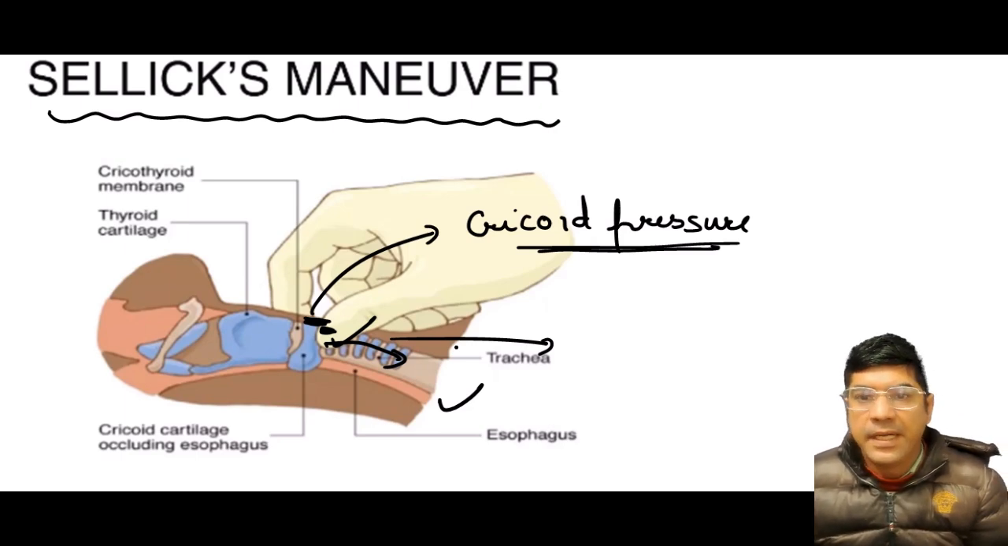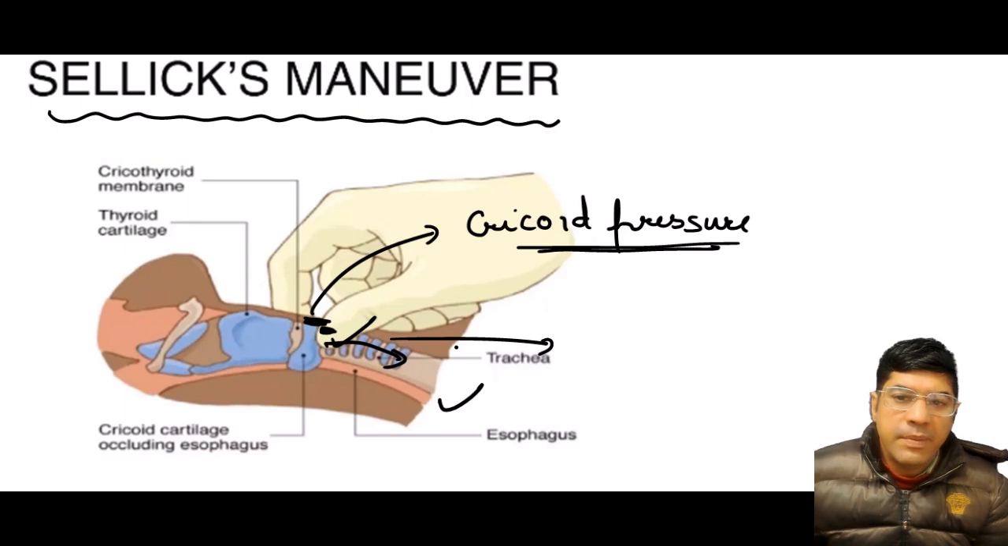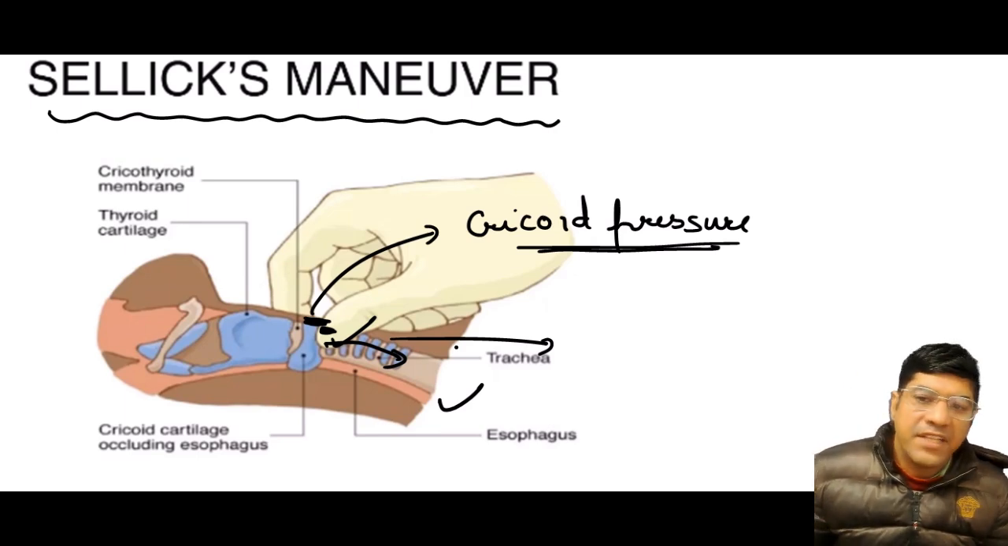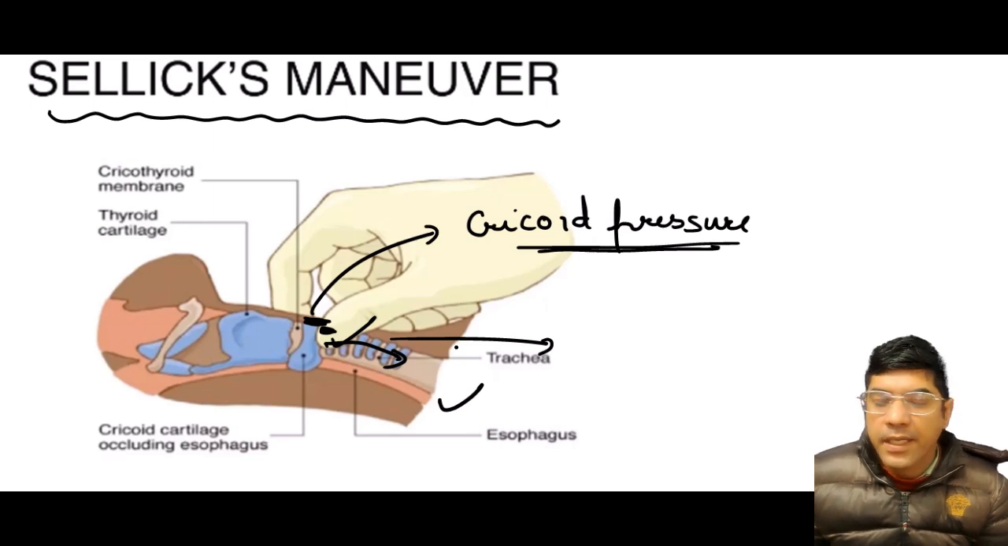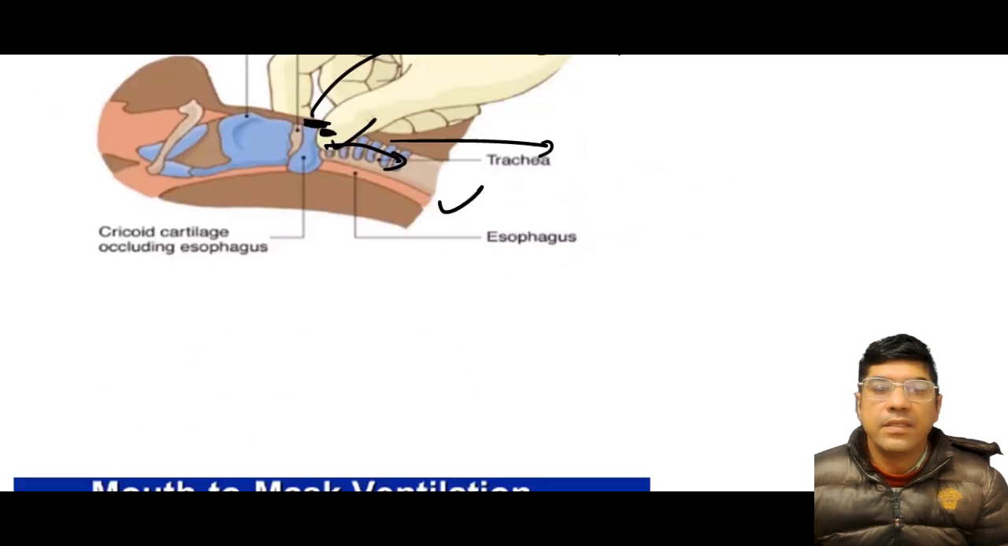Remember, excessive pressure can cause difficulty in visualizing the airway during intubation, or it can even obstruct the airway. It is a precautionary measure done during intubation to reduce the risk of aspiration of stomach contents into the lungs. Now, what are the artificial ventilation methods?